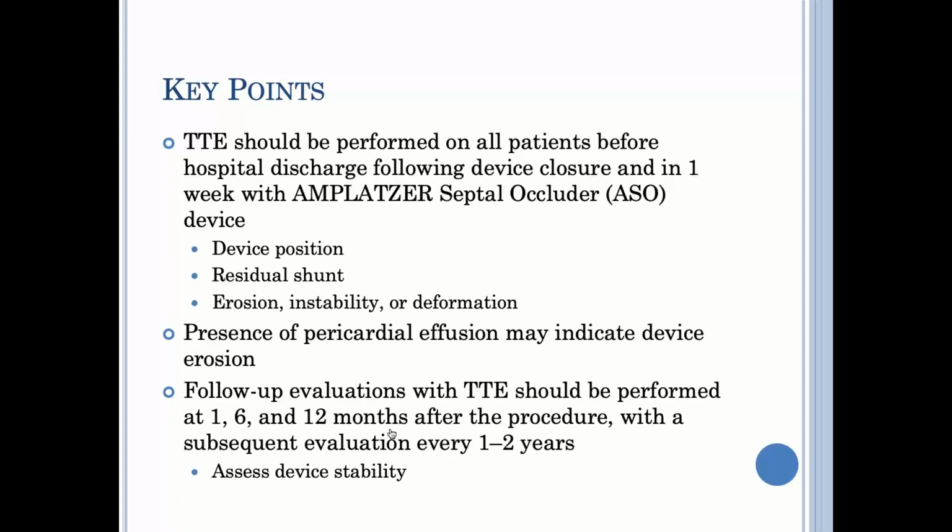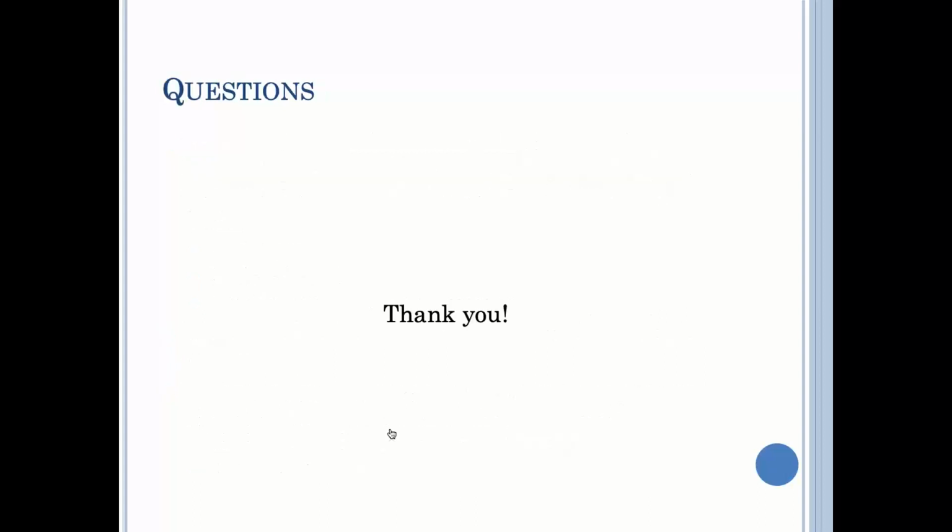And then generally follow-up echo is recommended at 1, 6, 12 months, and then after that every 1 to 2 years. The main thing there, again, to look at is device stability and any other features of complications that may happen later on. So that's all I have for the presentation.